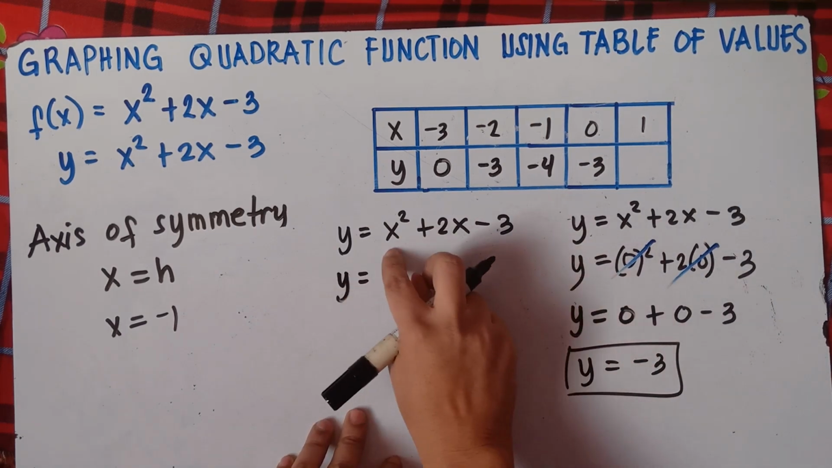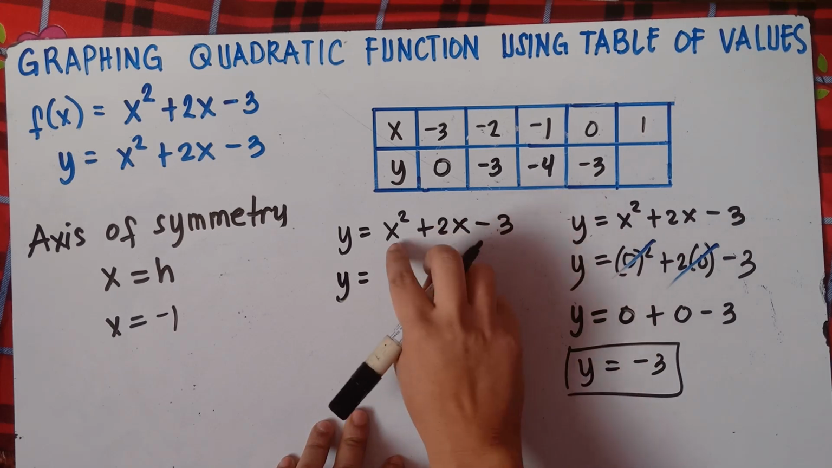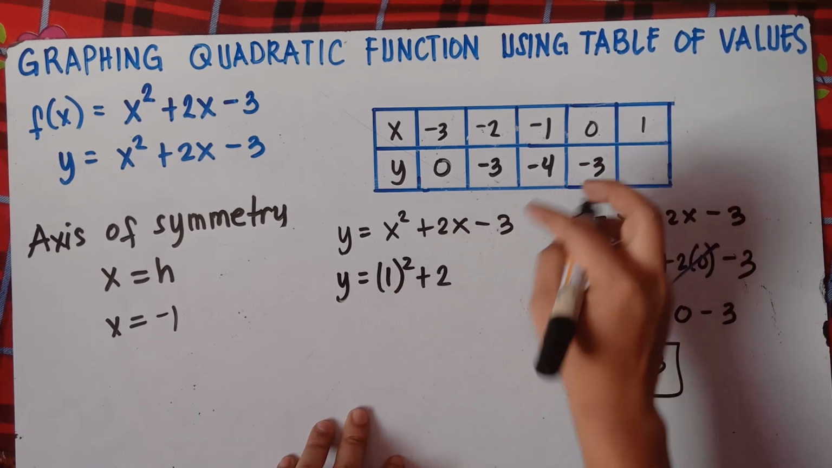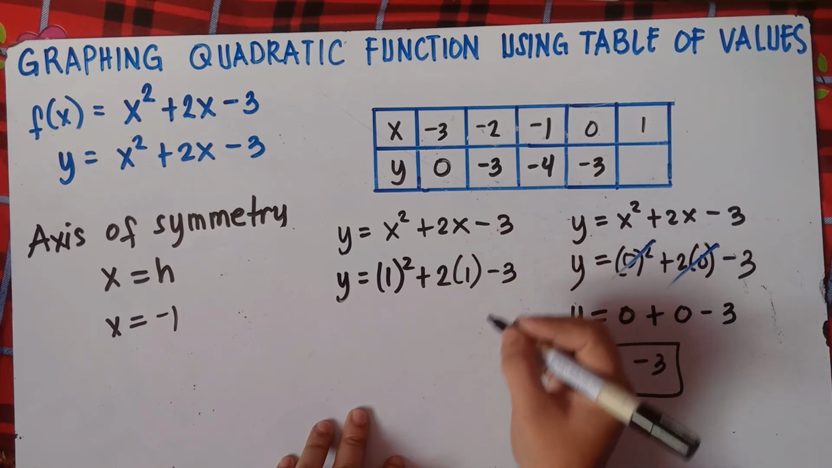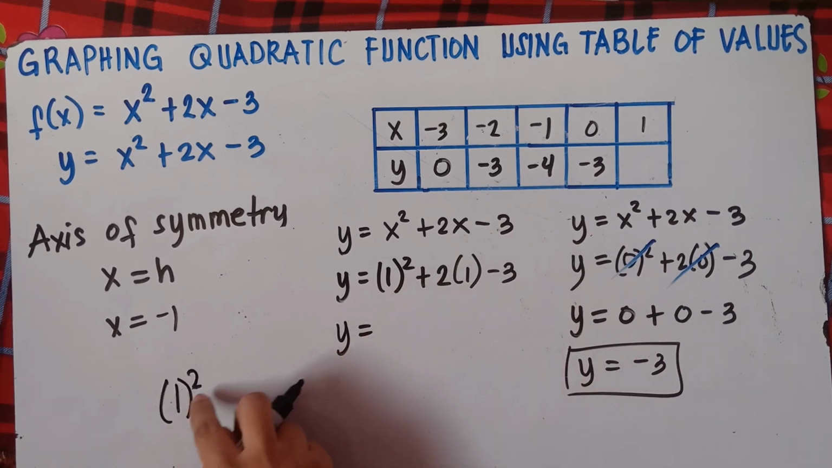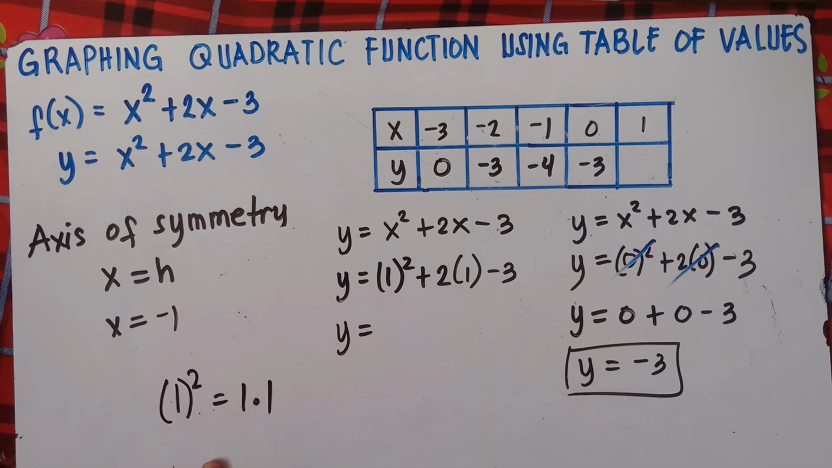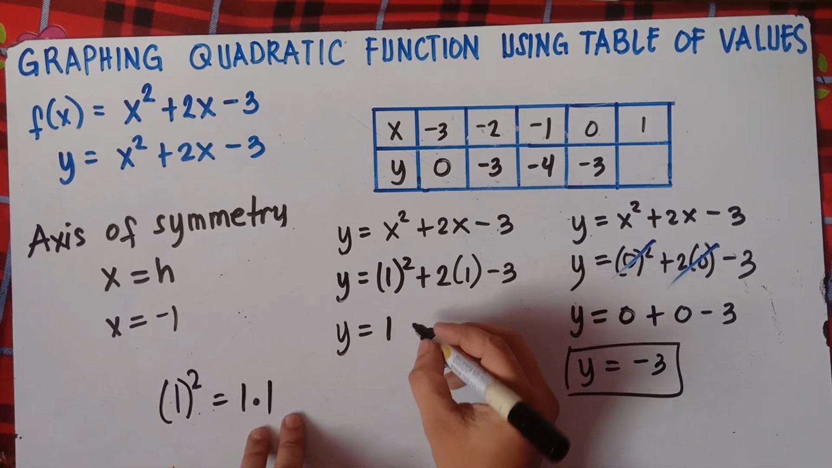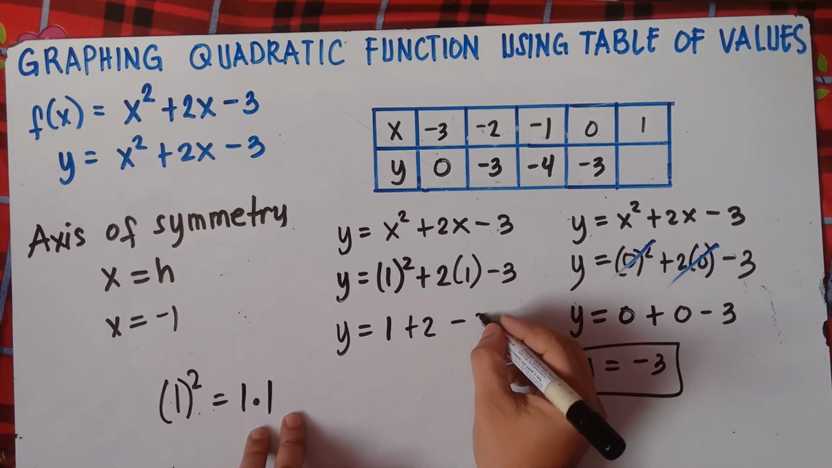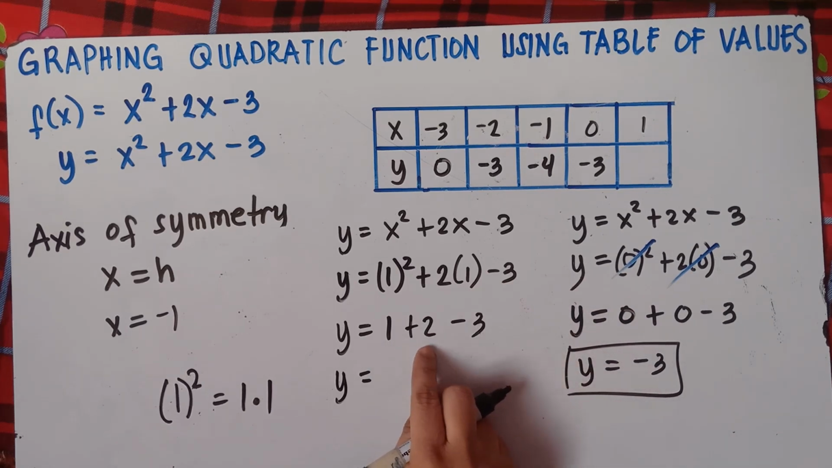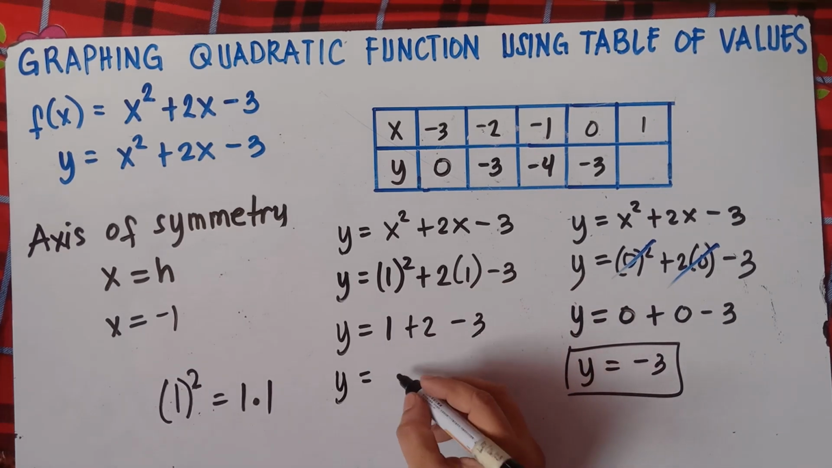So y equals, our x is positive 1. So change this x to positive 1. 1 squared plus 2, then x is positive 1, 2 times 1 minus 3. So this will be y equals 1 squared. It means 1 times 1. Once again, class, 1 squared doesn't mean 1 times 2. It means 1 times 1. And 1 times 1, that is 1. Then 2 times 1, that is 2. Then copy minus 3. So y equals 1 plus 2, that is 3. Minus 3, that is 0.